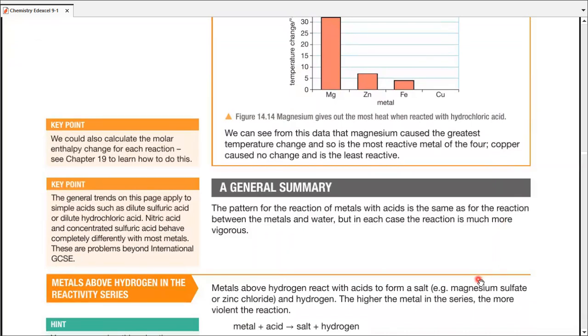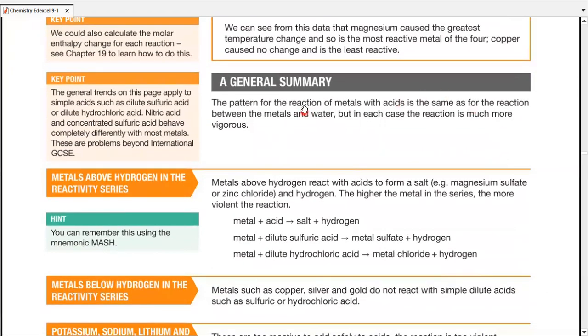Make sense? So general summary: the pattern for the reaction of metal with acid is the same as for the reactions of metal with water. In each case, the reaction is much more vigorous for a reactive metal, and least for the least reactive element.